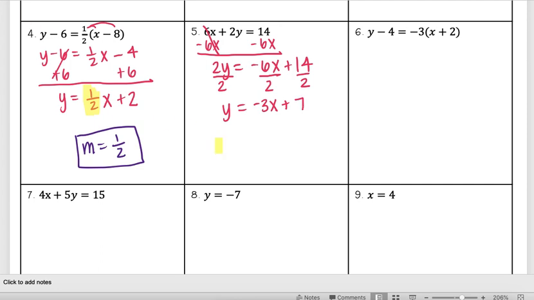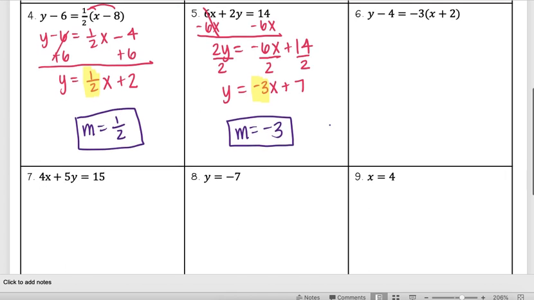So now that it's in slope-intercept form, I can go ahead and find my slope, and that's the number in front of x. So I see my slope here is m equals -3. Okay, go ahead and pause the video. I want you to try number 6 and number 7.